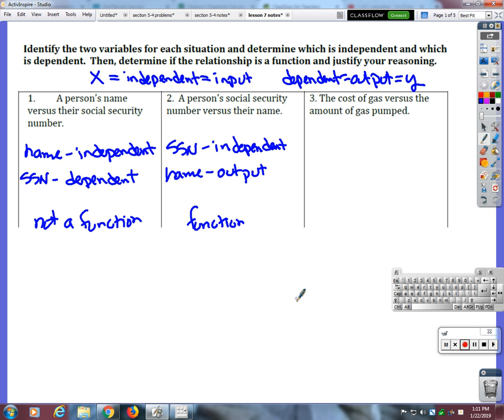Okay, the cost of gas versus the amount of gas pumped. Which one is the input and which is the output? Right, the gas is the input, just sort of like the apples. The gas is the independent or the input. And the cost is the output.